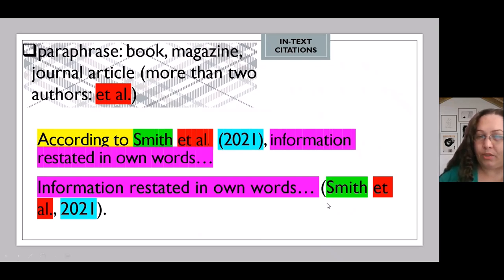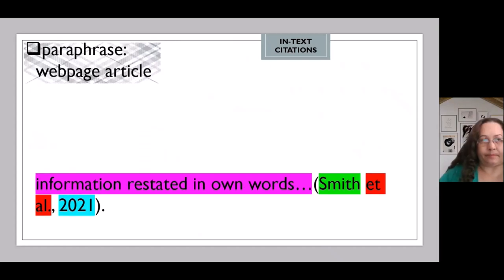If the reference to the source is going to appear at the end of the sentence, then we're going to put that information between parentheses at the end. For example, Smith et al., comma, year of publication, close parentheses, period, because that is the end of the sentence.